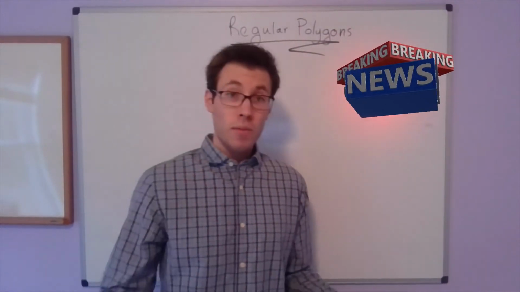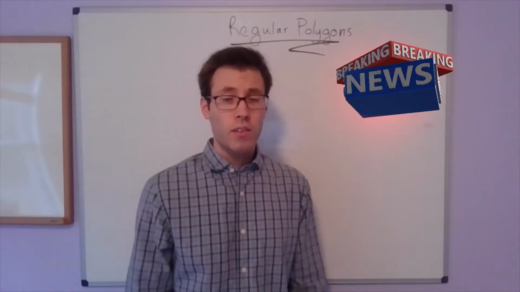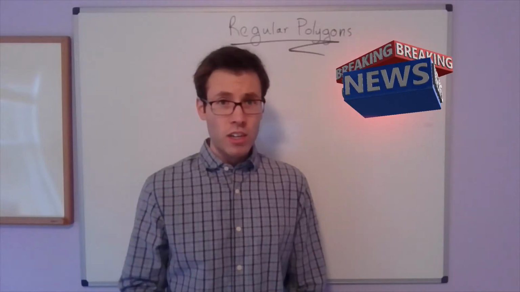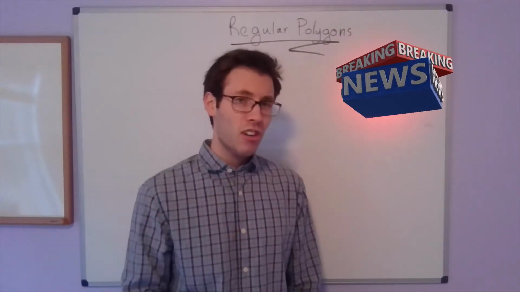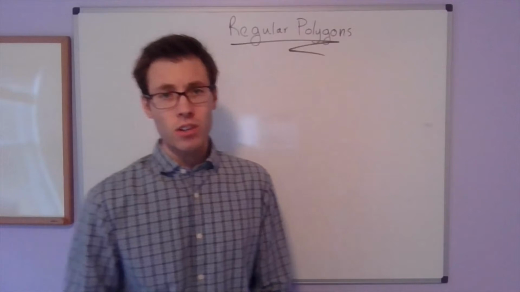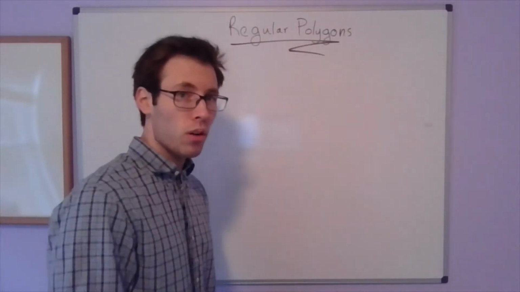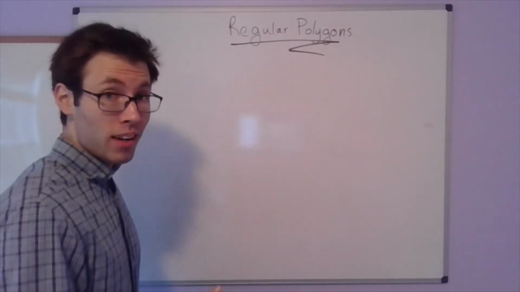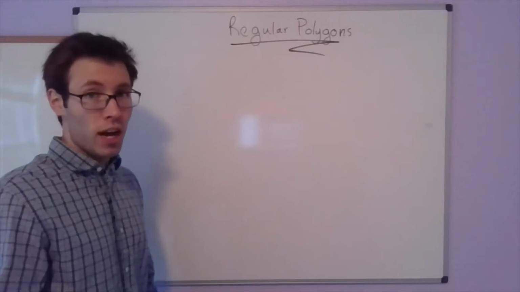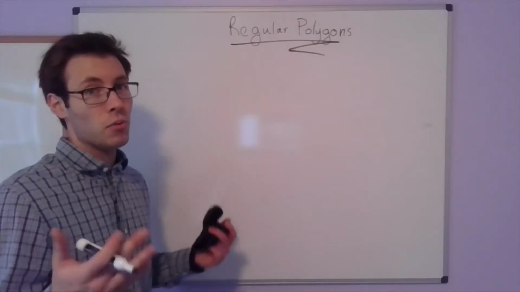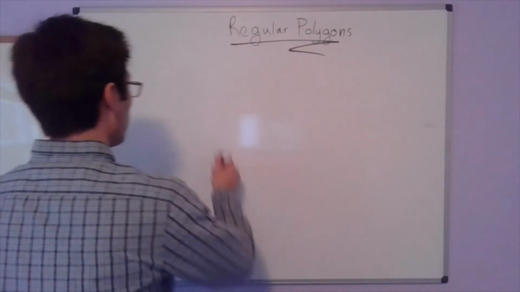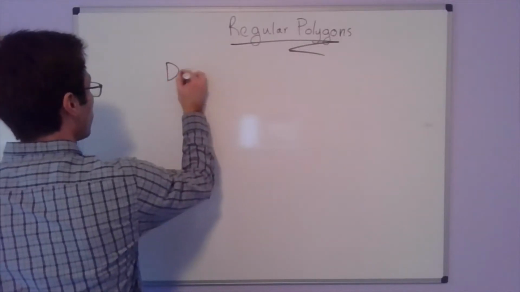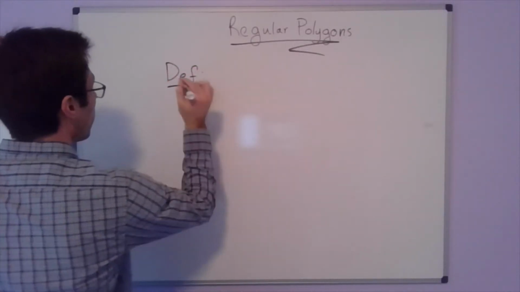Alright, so today we're going to be talking about regular polygons. We're going to be talking about exterior angles and interior angles of these shapes, lots of good stuff. So it's kind of a cool new topic. And as in all new topics in math, we have to start with a definition. We need a definition for the word regular polygon.